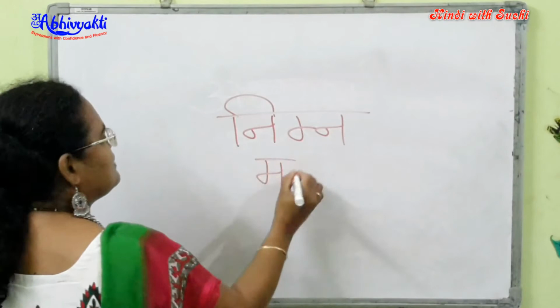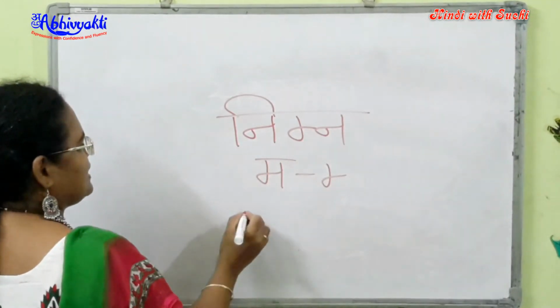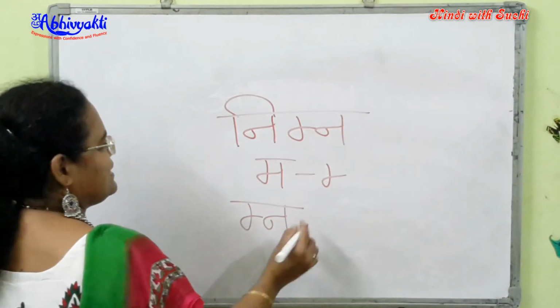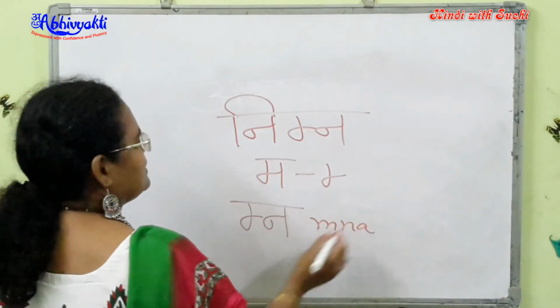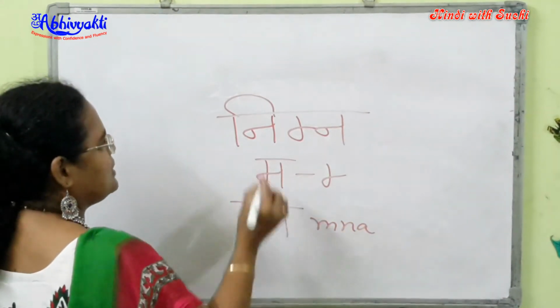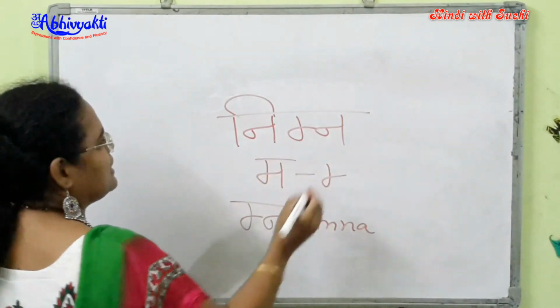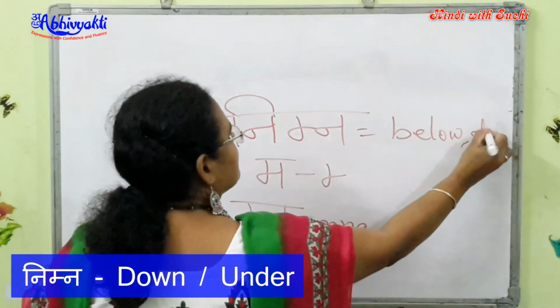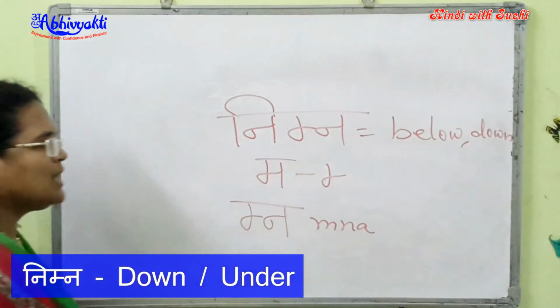Now I have the ma without the stem, so you just write it like this, and this is ready to connect with another consonant. So ma and na gives me mna, mna. So nimn, nimn means below or down, down under or below.